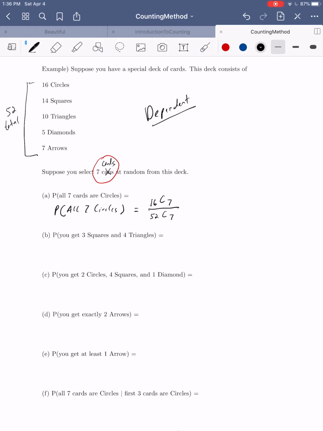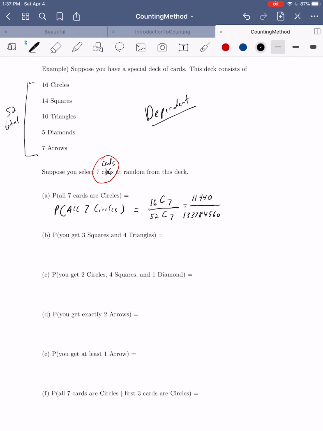That should give us, looks like, 11,440. And then the denominator, 52C7. It gives us an absolutely massive number, 133784560. In the future, we won't be writing this guy. I just wanted to write it once so you guys can sort of confirm it.